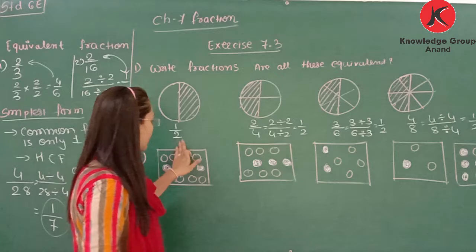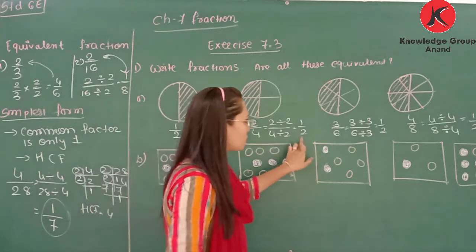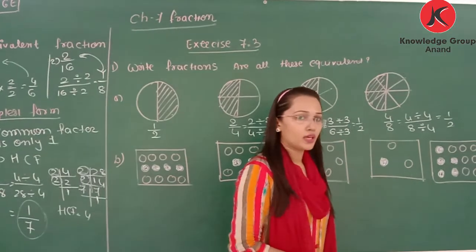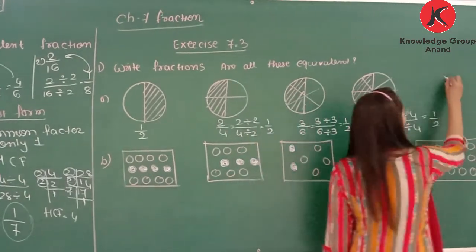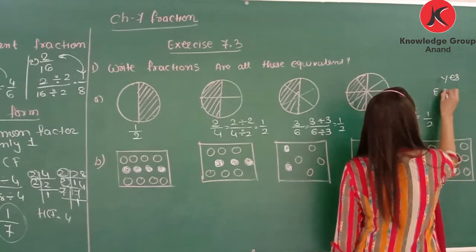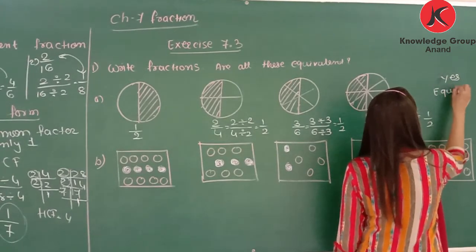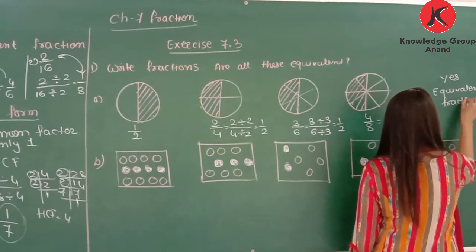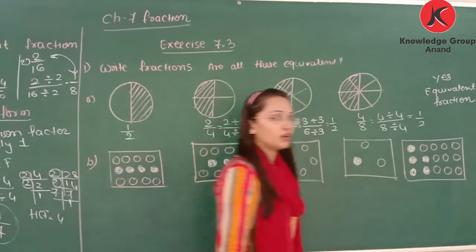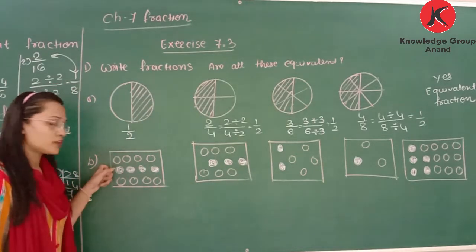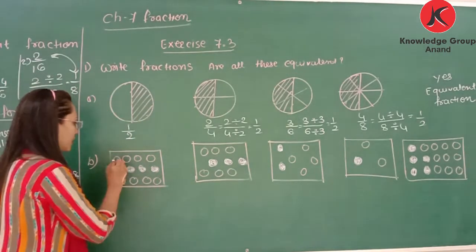Now, we can see here it is 1 by 2. Here it is also 1 by 2. This is also 1 by 2. And this one is also 1 by 2. It means these are equivalent fractions. Clear?